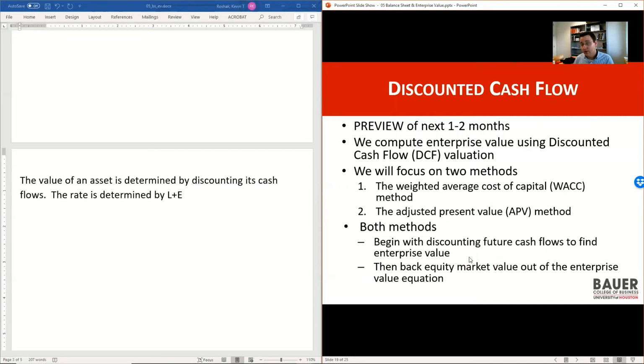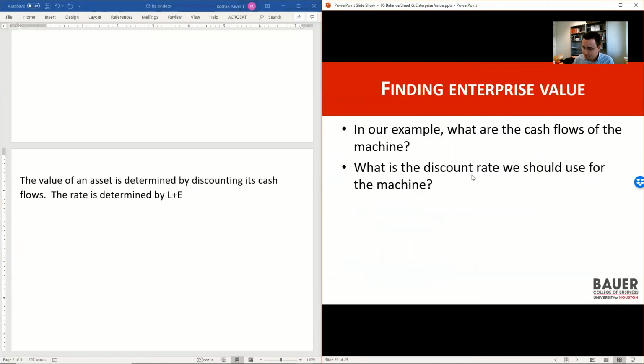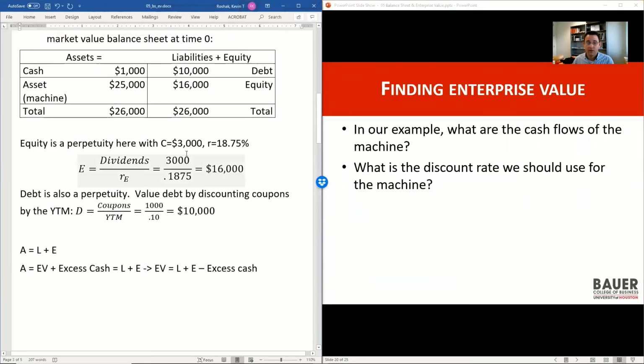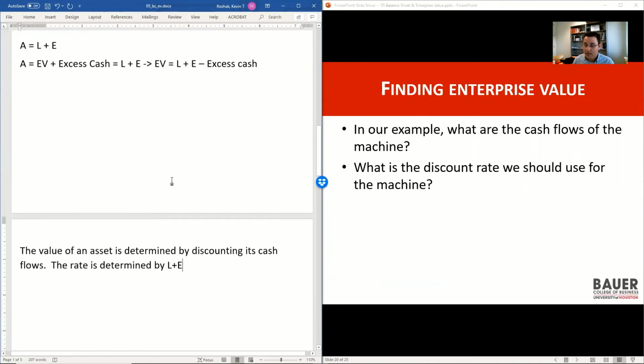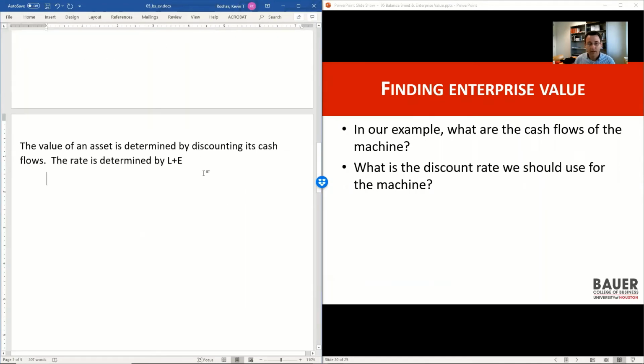And then once you know the value of the assets, then you can try to figure out the value of the equity. Okay, so let's turn back to our example and do that here. So we're going to go back to company A here. They bought this machine. It's generating $4,000 per year. If we have a discount rate, then we can value it and get the enterprise value that way.